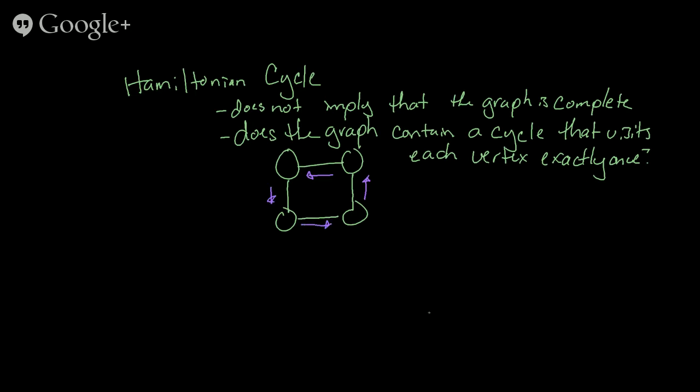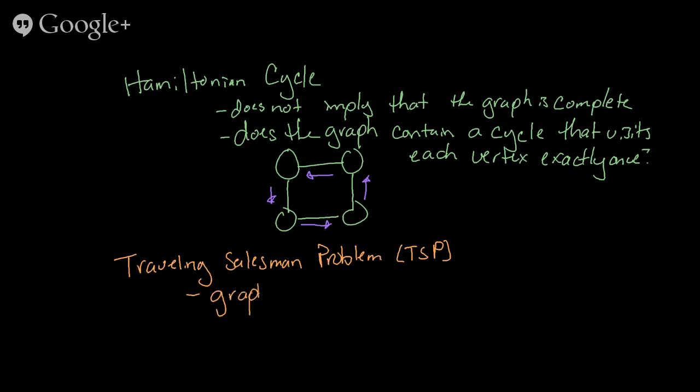And so maybe you're asking yourself, wait a minute, how does this differ at all from the traveling salesman problem? Well, let's talk about that. Because it may seem at first like these two problems are exactly the same, but they're not. So the traveling salesman problem, or TSP, does imply that the graph is complete. The graph must be complete.